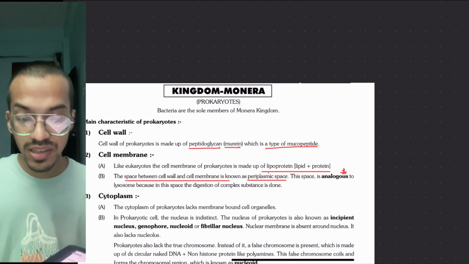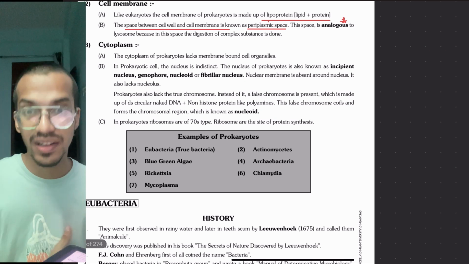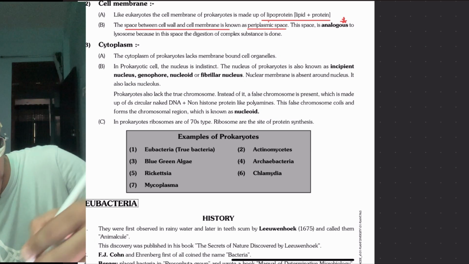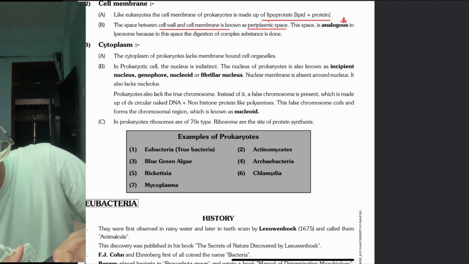Then the cytoplasm is there. Cytoplasm is a fluid matrix.